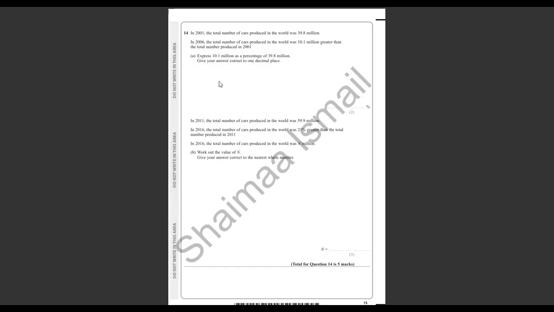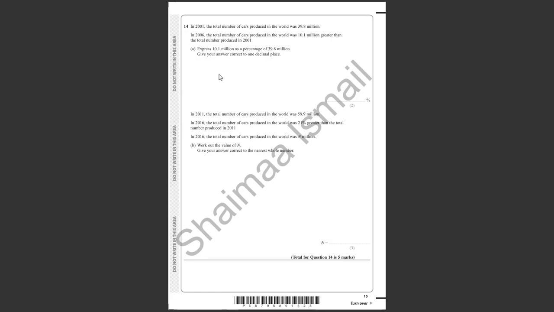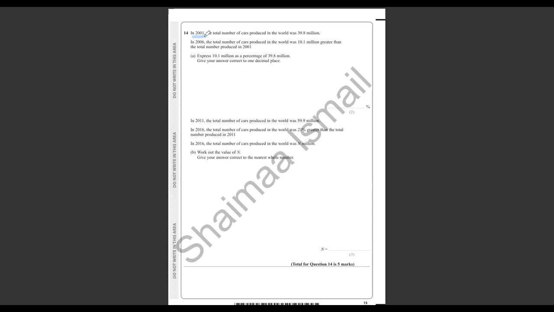Okay, question number 14. This is the complete of 2022, June, F1. Okay, that's complete. Here we have, it said that in 2011, the total number of cars produced in the world is 39.8. So we have 2011 here. The total number of producing cars is 39.8.